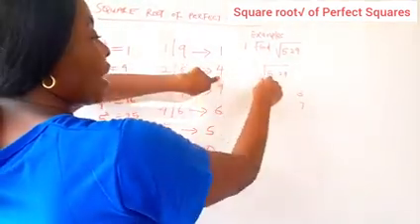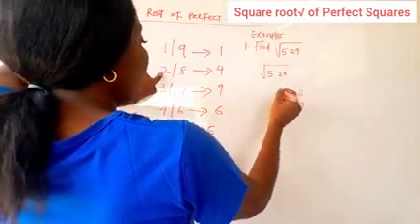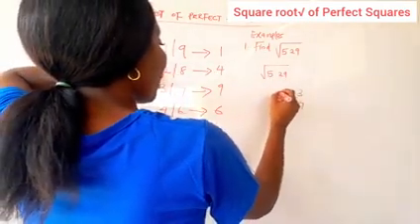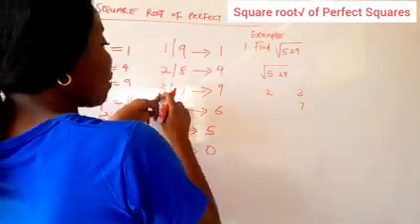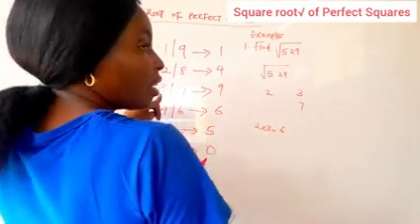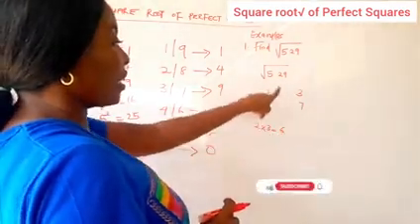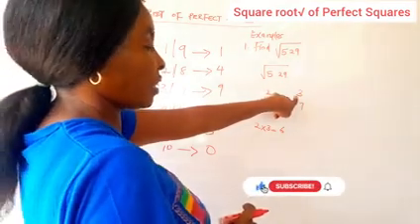Before 4 is 5, and the square root of this 4 gives us 2. So I'm going to put my 2 here. Then after 2 you have 3, so this will be 2 times 3, which gives us 6. 6 is greater than 5, so we are going to take the smaller number, which is 3.